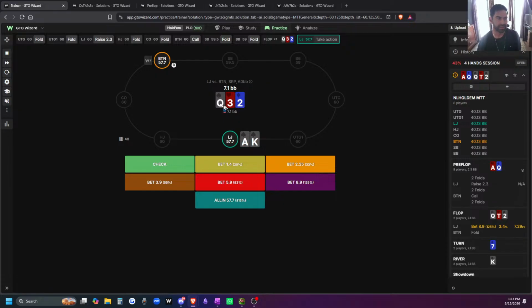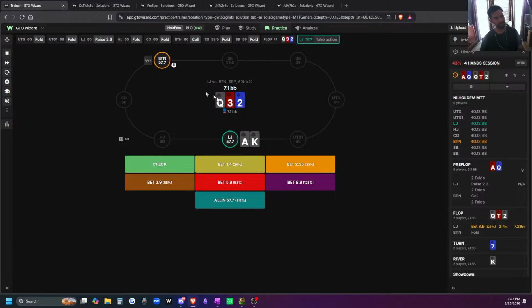If I start off with a small sizing, I'm not going to get any hands like pocket fours through eights to fold. I don't think I play too large of a sizing here. I think this is a pretty good example of always wanting to bet my pocket fours, but not necessarily having to bet my pocket jacks.